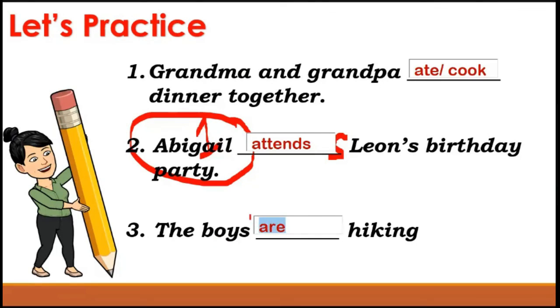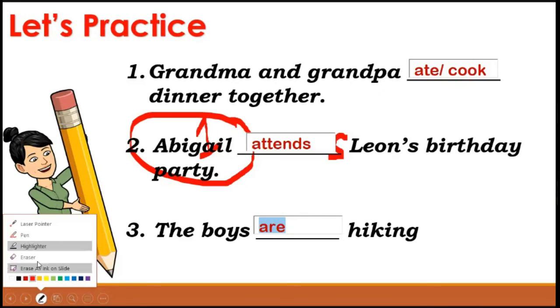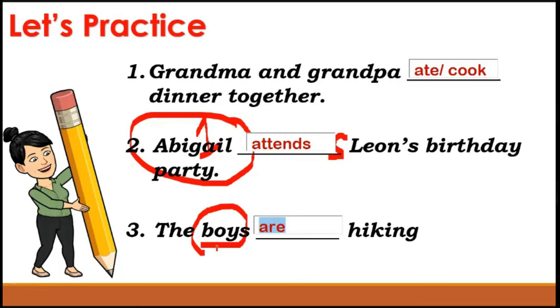Yeah daw kasi ang ating subject ay, what is our subject? Boys. Is this in singular or plural form? We have plural subject. So our verb must be in plural form. So kapag marami tayong subject, ang ginagamit nating linking verb ay ano? Are. Pwede ding are, di ba? The boys are hiking kung ngayon nila ginagawa yung action. Kapag marami, are.